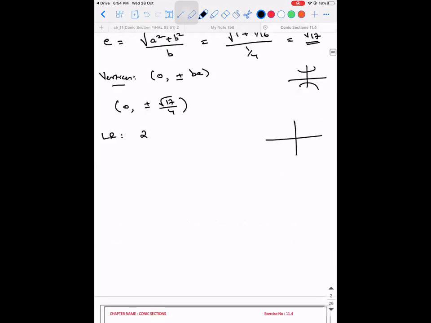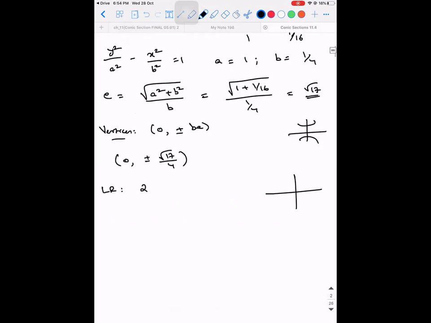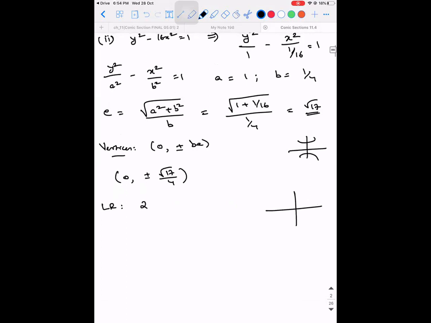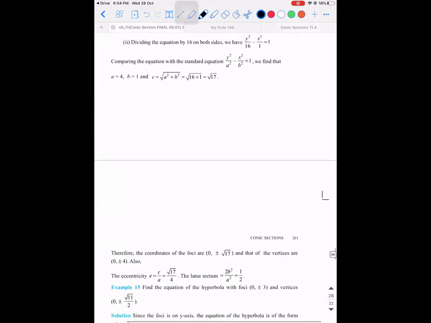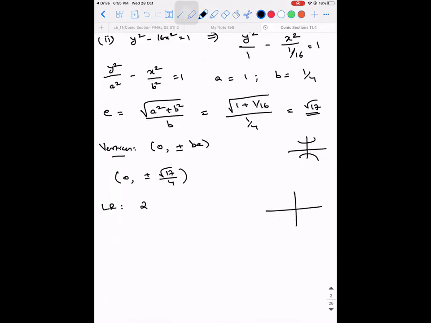Foci. Did we find foci? I think we wrote foci as vertex there. Yeah. It's plus or minus a. See, actually, it is the same. It's plus or minus a because this point is taken as a, this is 0 comma a, and this is 0 comma minus a.